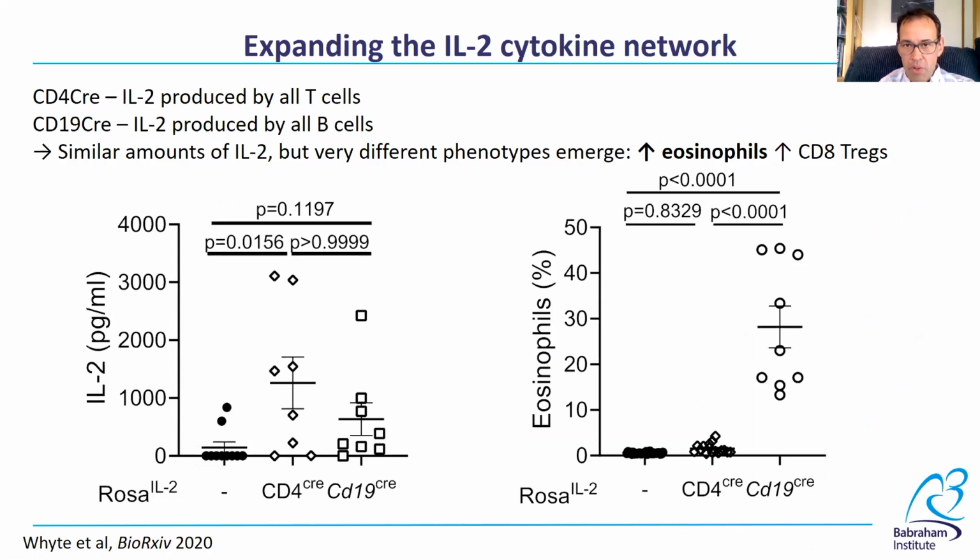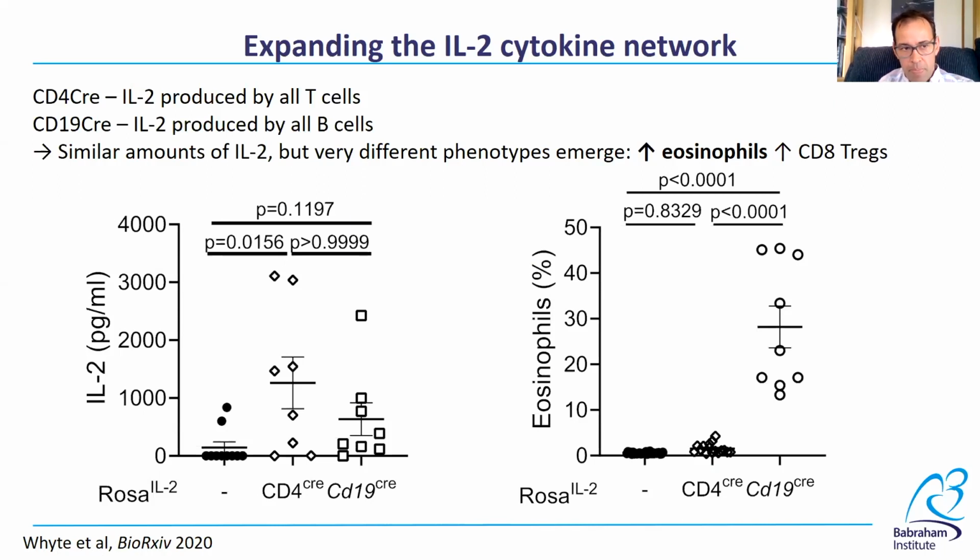The most interesting phenotype that we saw, though, was when we had IL-2 being made by B cells. Now, B cells are not a major source of IL-2 in a normal situation. Unless you have a parasitic worm infection or the like, you don't get much IL-2 from B cells. They can make IL-2, though, under those circumstances of a helminthic infection.